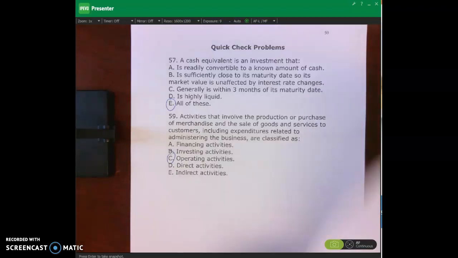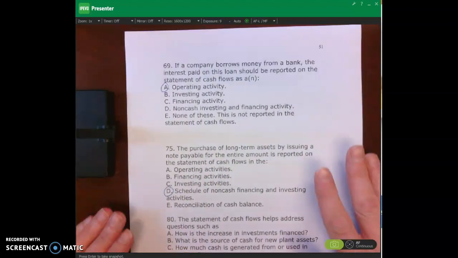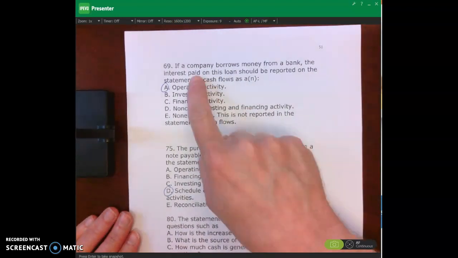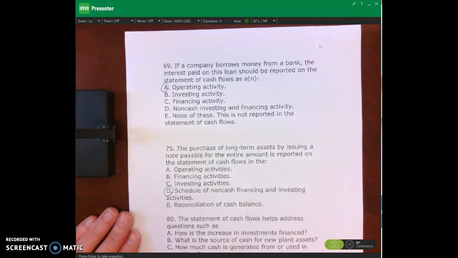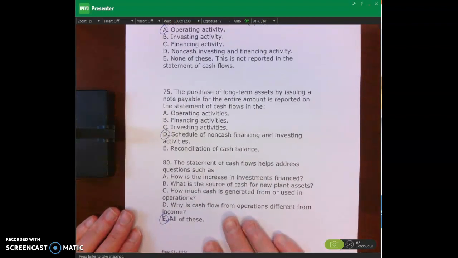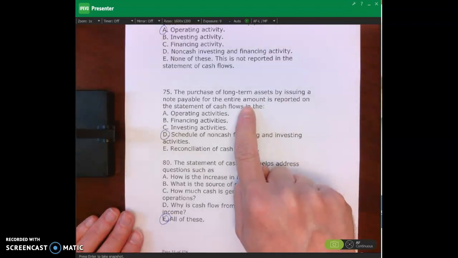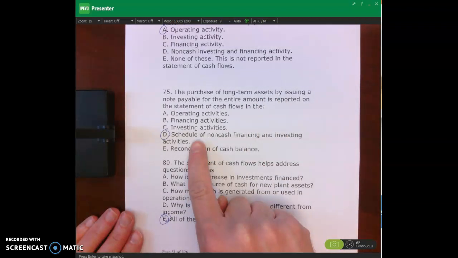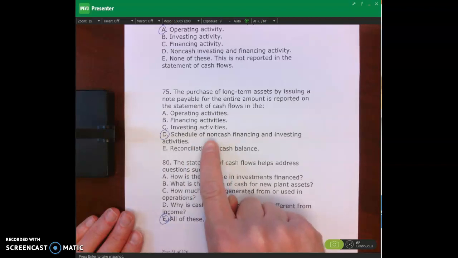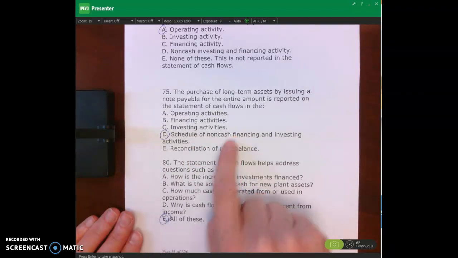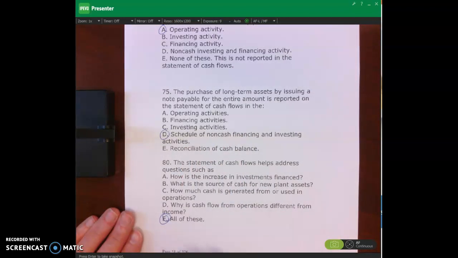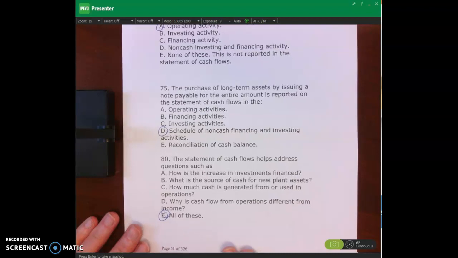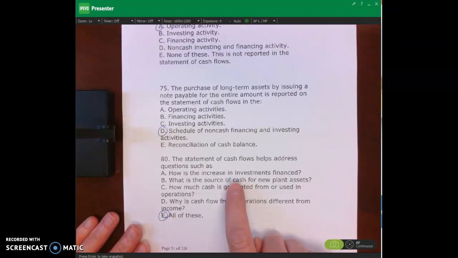Okay. We look at number 69. If a company borrows money from a bank, the interest paid is interest expense, which shows up on the income statement. That'd be classified as operating activities. The purchase of long-term assets by issuing a note payable for the entire amount would be either disclosed in the footnote or schedule of non-cash, which I was saying in the notes, the supplementary schedule of non-cash financing and investing activities. And then finally, the last one, the statement of cash flows, helps us to determine all of these.